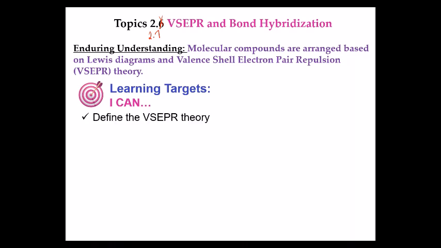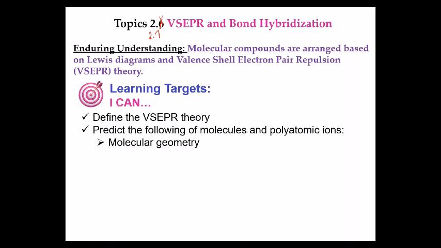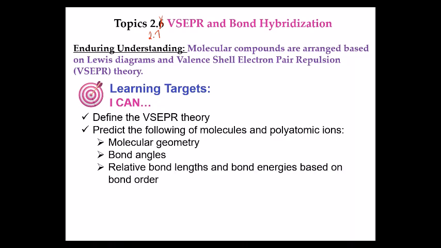So we're going to define VSEPR theory. We're going to predict the molecular geometry of molecules and polyatomic ions. Now, molecular geometry is just fancy for shape. Bond angles, we're going to be able to look at the relative bond angles and identify those around the central atom. We're going to look at bond lengths, bond energies, and bond order.